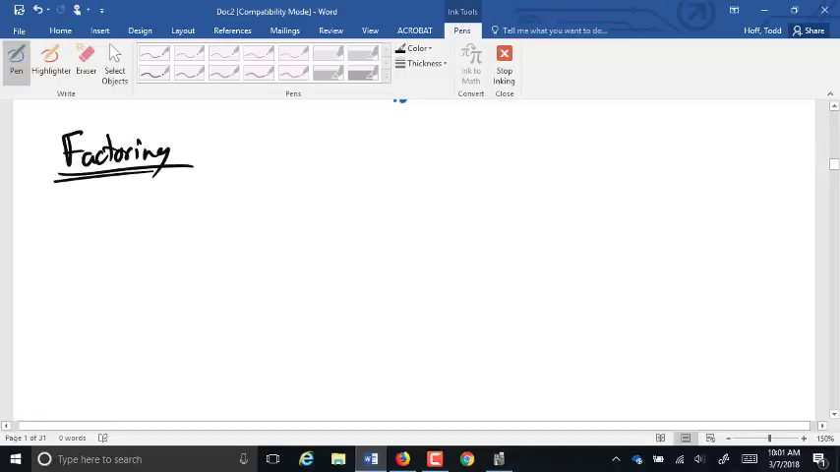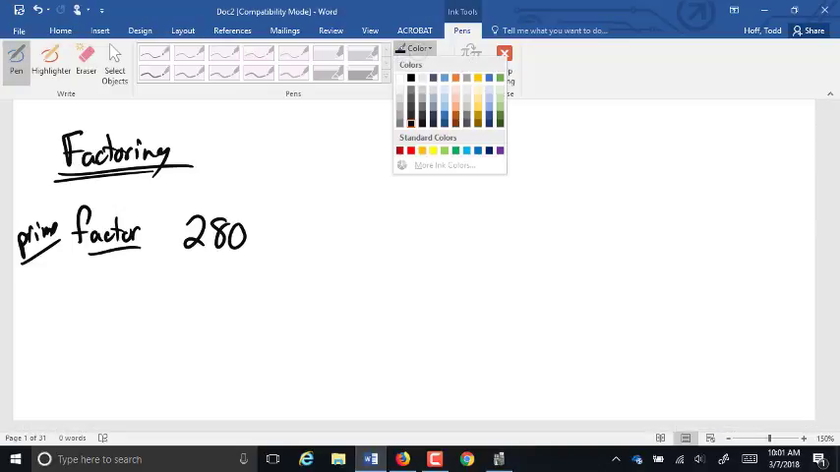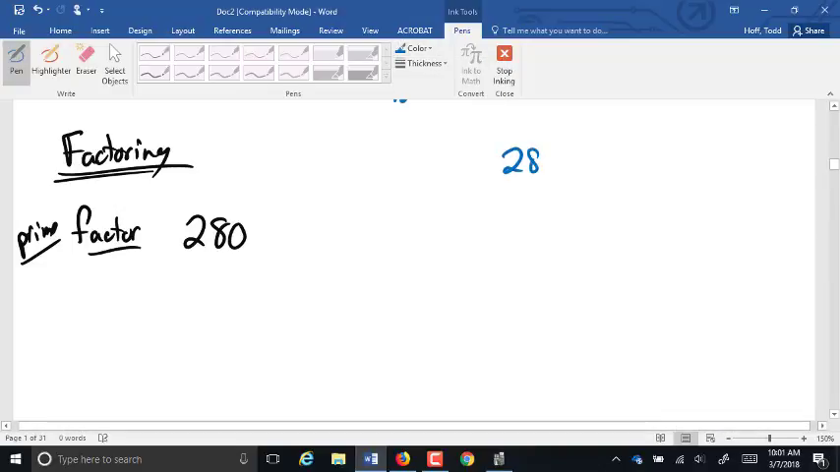Factoring is another one of those skills that people tend to forget by the end of the unit. If I ask you to factor, and if I ever say factor, I do mean prime factor, something like 280, well, that's where we can do that factor tree. It ends in 0, so I know it's divisible by 10.